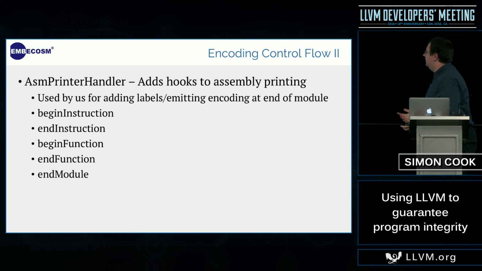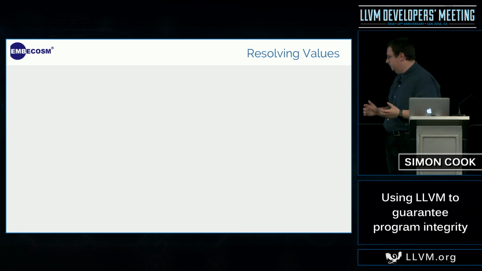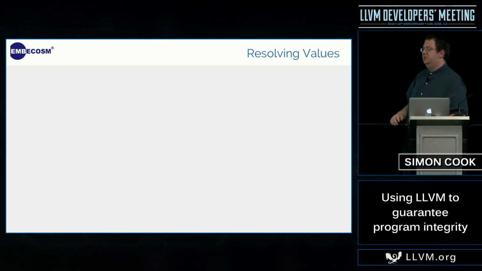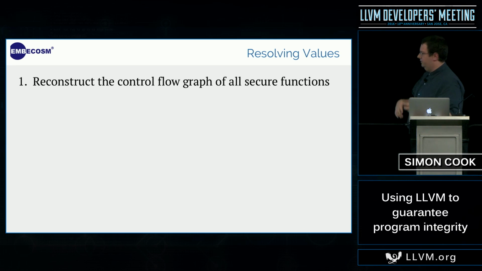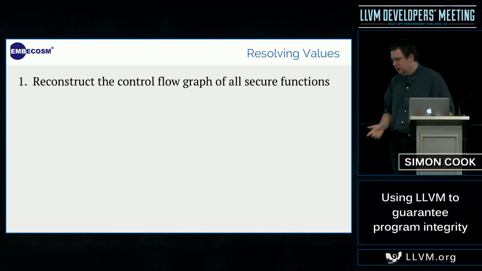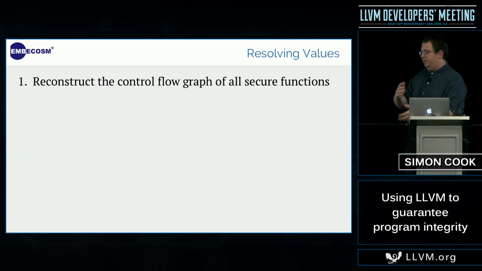What I have here is a copy of LLVM objdump, because it reads in object files and disassembles them. The first thing I do is read in all this metadata, and I create in memory the control flow graph of all secure functions. So I know the internals of all the functions, which non-secure functions call secure functions, and so on.